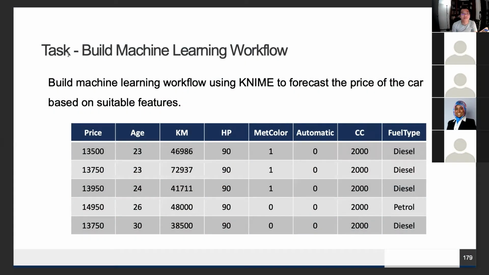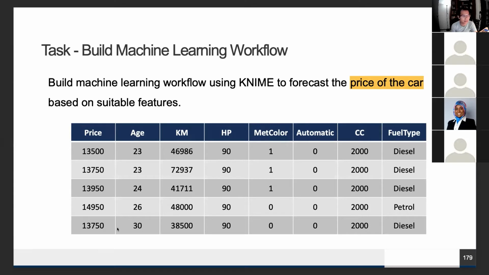So our task is to build the machine learning workflow using KNIME to forecast the price of the car. Ini ya ikut kelas Python saya dia dah buat. Cuma saya nak add another feature. Okay, there might be a little bit of a surprise element that we are going to check here. Okay, surprise element. Okay, so now I have input.